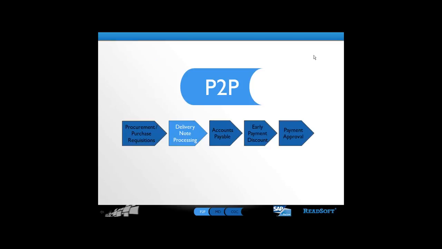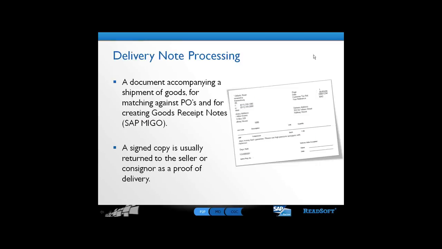Thanks very much, Simon. That was a good walkthrough on procurement and purchase requisitions. The next stage within the P2P process that we'd like to look at is delivery note processing. Delivery notes, as I'm sure we're all familiar with, are about shipment of goods. We use them to match against POs and for creating our GRNs or the SAP MIGOs. Signed copies are usually returned to the sellers as proof of delivery as well.